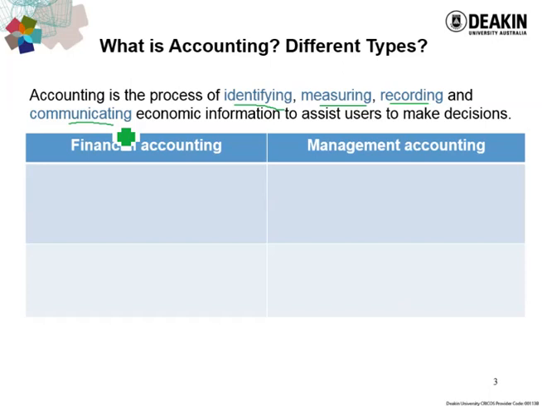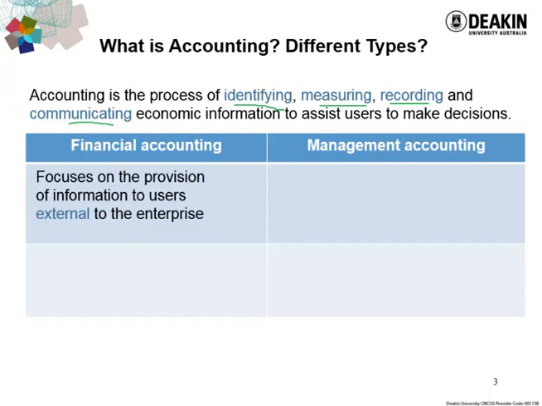And there are 2 types of accounting: financial accounting versus management accounting. And they serve quite different functions. In this unit, we focus more on financial accounting, and you will get to learn more about management accounting in a separate unit. Financial accounting focuses on providing financial information to external users. So examples of external users include shareholders, customers, suppliers, and so on.